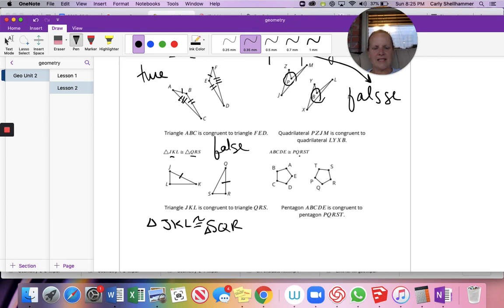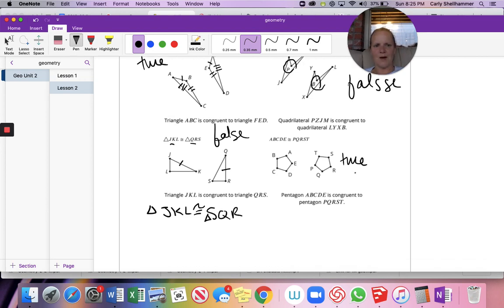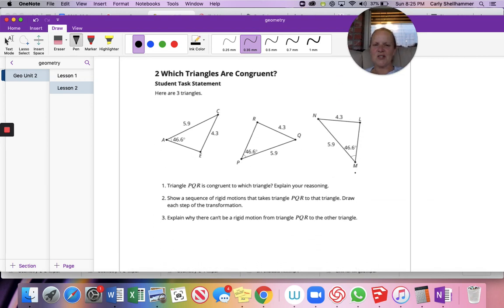Pentagon ABCDE is congruent to pentagon PQRST. That looks like a regular pentagon to me. Regular meaning that all sides and angles are congruent. And that one is true. Yep, true, false, false, true. Awesome. Moving on.